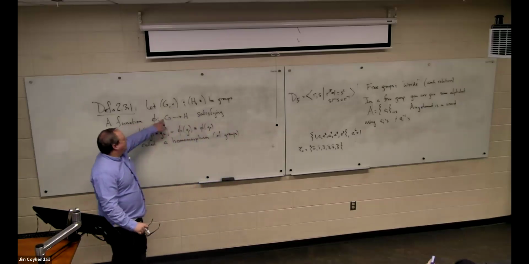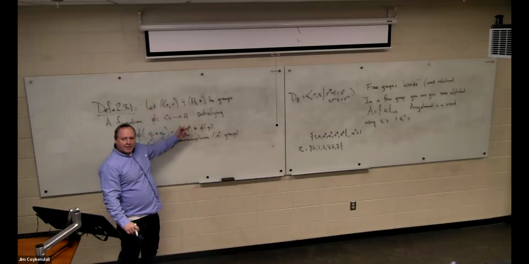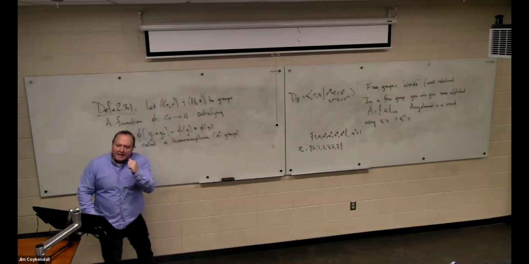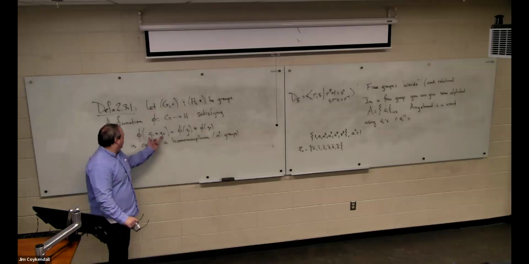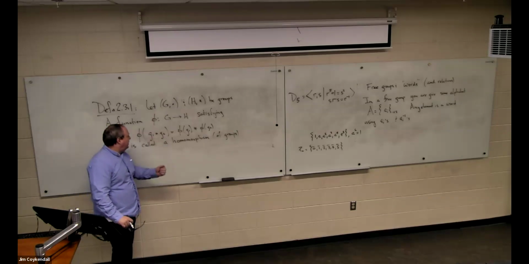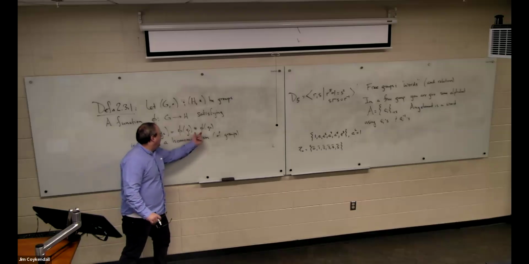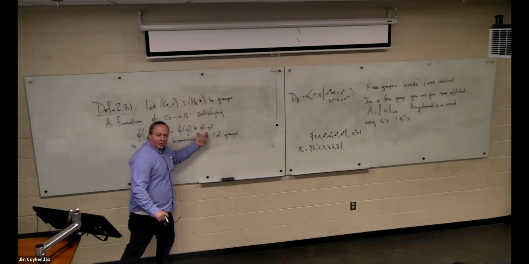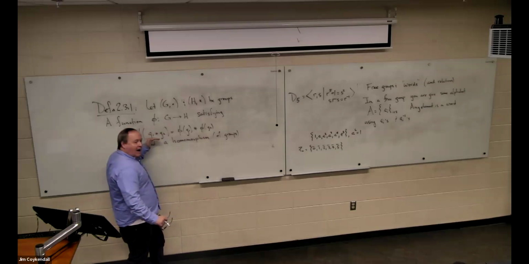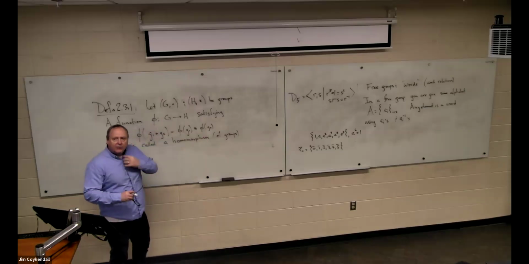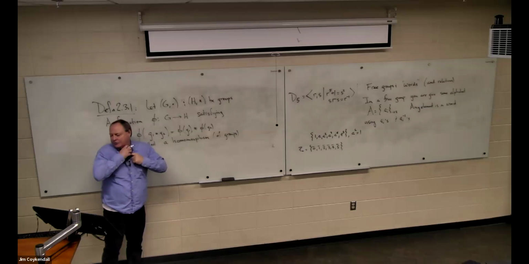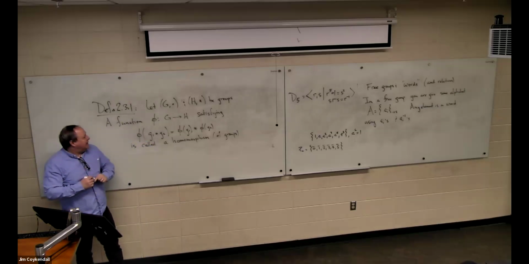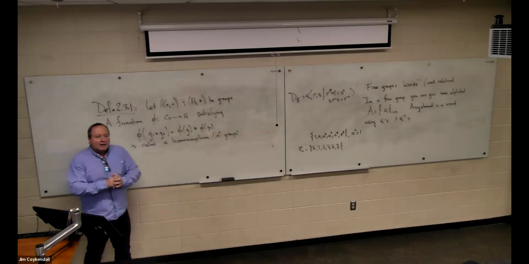This is a function from one group to the other, but it's not just any function. It respects the operation. Phi of G1 circle G2, the operation here, is phi of G1 with the new operation, phi of G2. It respects the operation as you go from G to H. So it preserves the spirit of the structure. We will talk about the meaning of this with lots of examples next time.